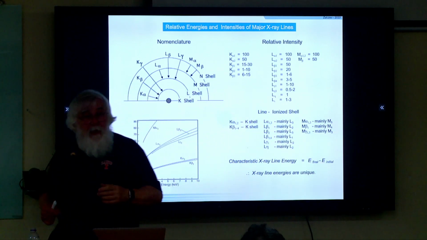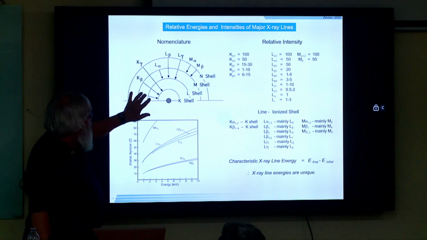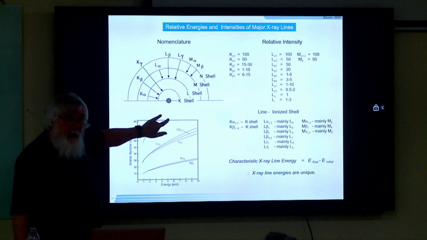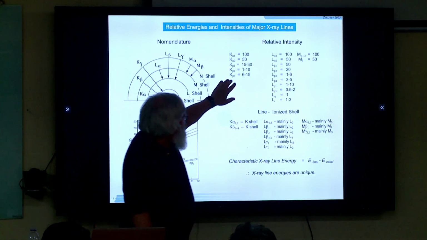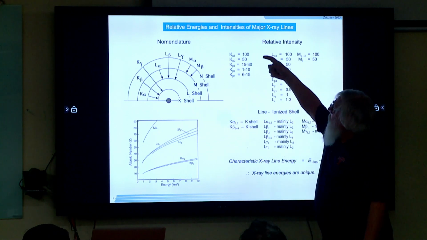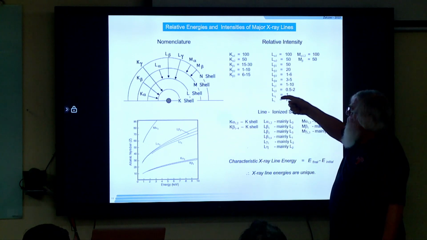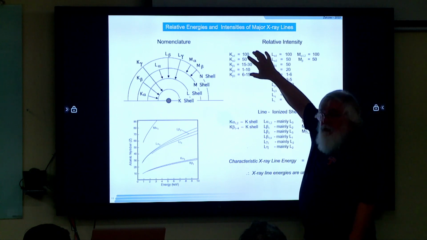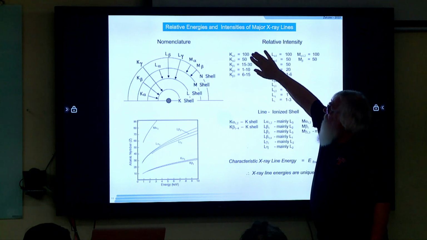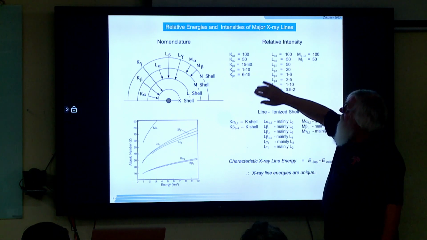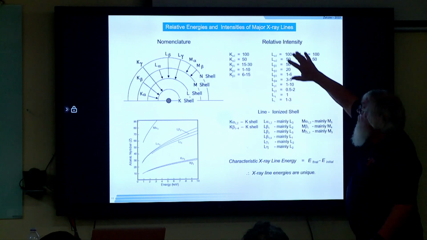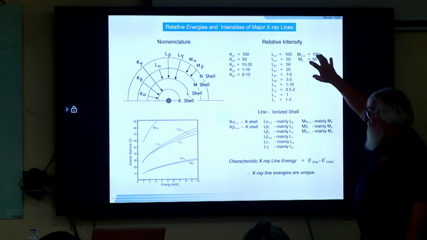One other thing to know about the lines: the transition probabilities, the relative intensities of lines, are also very characteristic. Alpha lines are always the most intense because they're dropping the shortest distance, followed by beta lines, followed by gammas and etas. Generally, these are all normalized so the most intense is 100. The alpha lines are the highest, then come the betas, and I've given you a range here because it varies slightly with atomic number. Same thing holds for the L's and the M's.